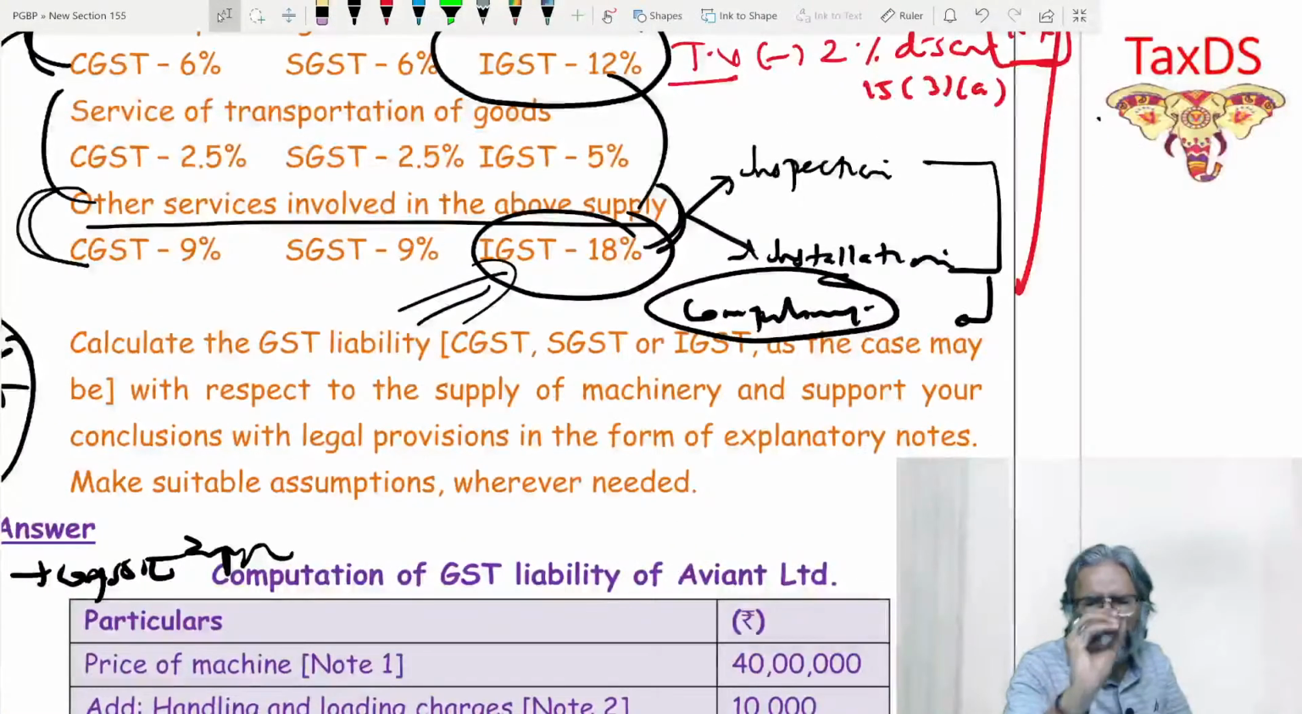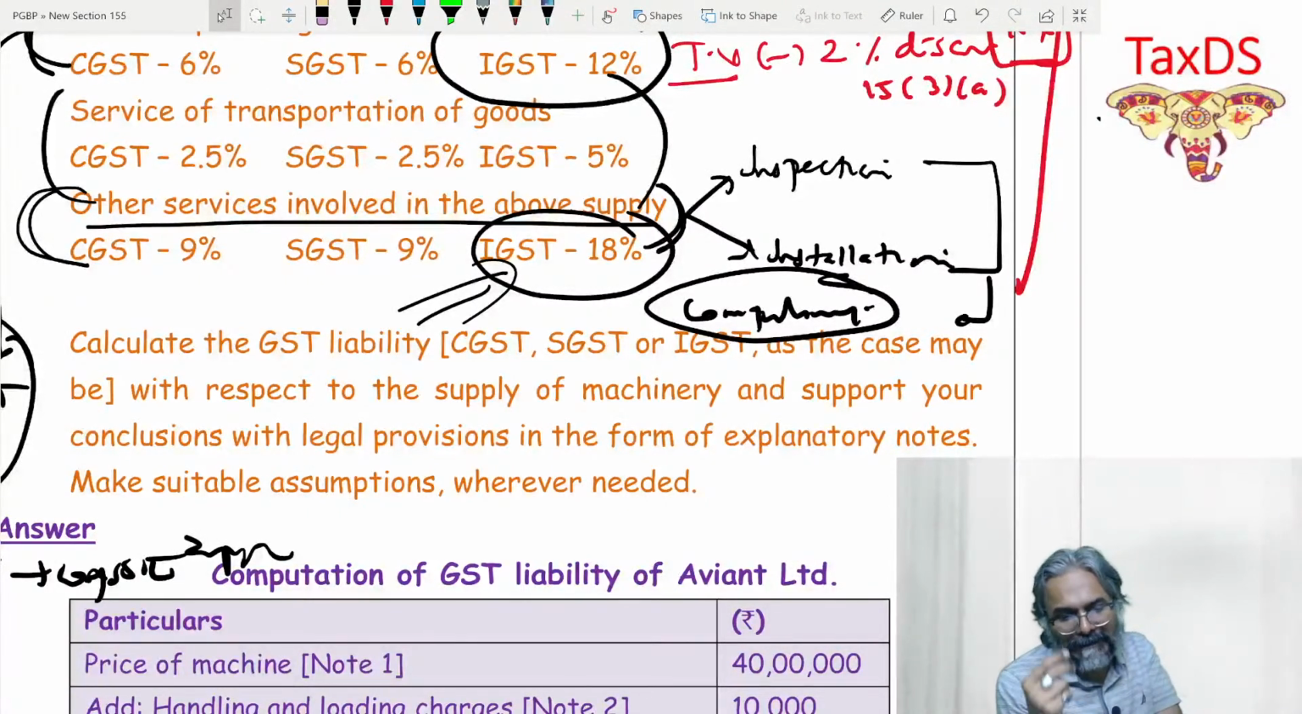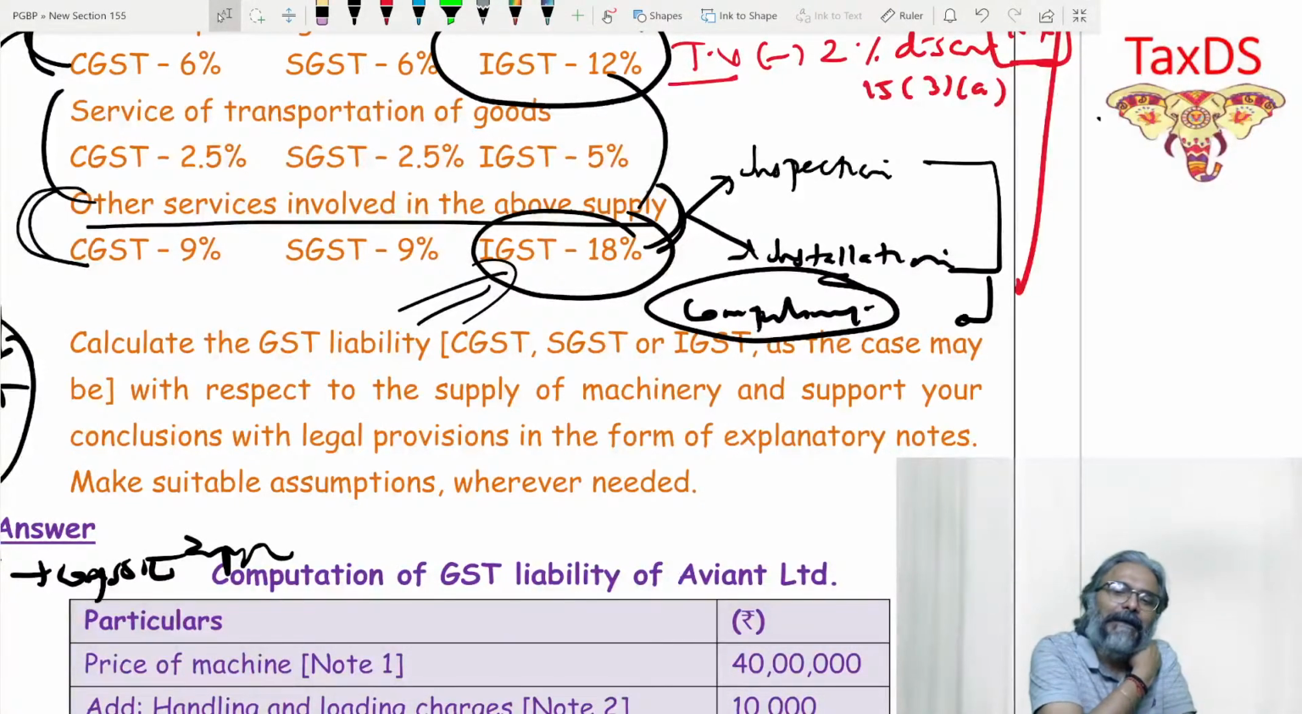Still that one adjustment, beautiful adjustment, students, is still pending. What is that note? What is that adjustment? I'll tell you. Calculate GST liability with respect to the supply of machinery and support the calculation with legal provision.